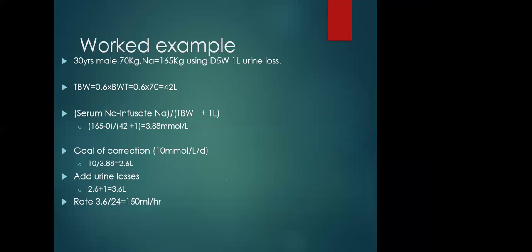So you are going to establish the goal of correction, which is 10 millimole per liter per day. So you take 10, you divide by 3.88, you get like 2.6, and then you add the urine losses, which is 2.6 plus 1, and you get 3.6 liters. So which rate is going to be there for the correction? You take 3.6 divided by 24, you get about 150 mils per hour.